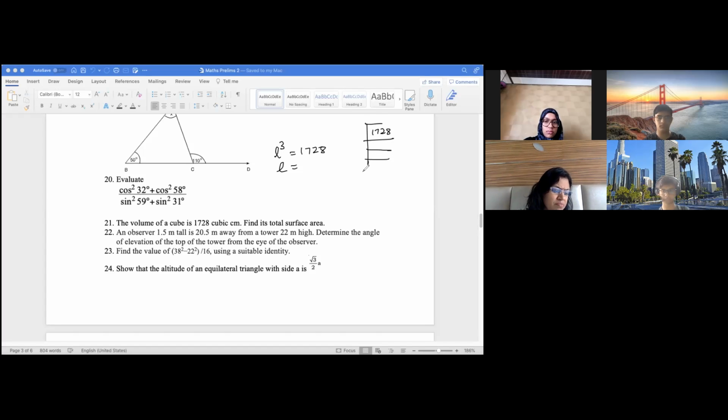So how much do we get? We get 12 centimeter. The cube root is 12 centimeter, so L is equal to 12 centimeter. So you can find the area. Surface area is 6L square. Many people made calculation mistakes here. 12 twelves are 144. 144 into 6 is 864. You have to write the unit, which is very important: 864 meter square. Okay, next question.